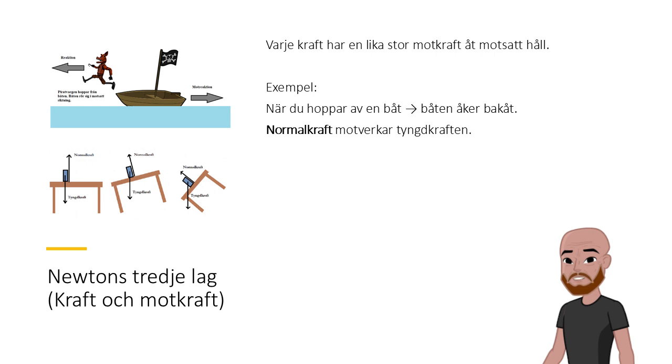Another example is when you stand on the floor. Gravity pulls you down toward the ground, but the ground pushes back up on you with a normal force. Without that, you'd sink straight through the floor. This law explains everything from how rockets can lift off to why we can walk forward. Action and reaction always work together.